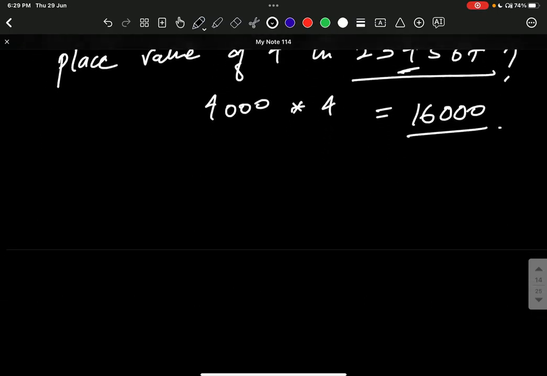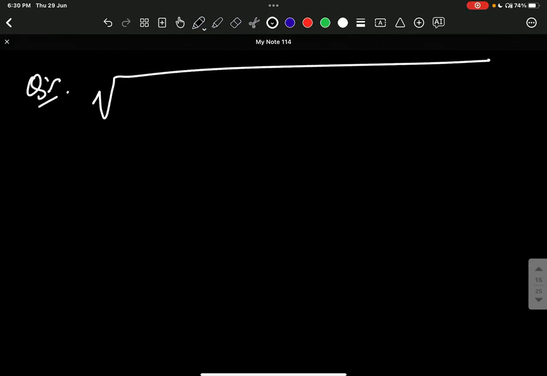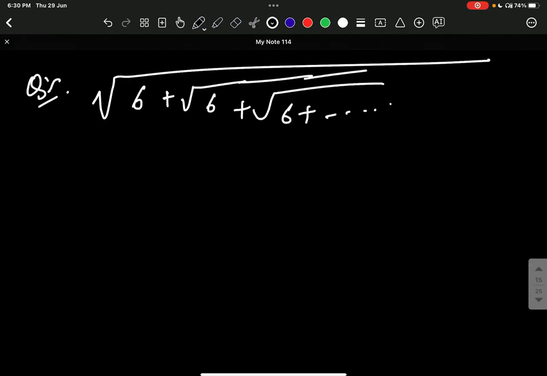नेक्स्ट कुछ क्वेश्चंस हैं जो कि रूट में पूछे जाते हैं, तो वो वाले क्वेश्चन कर लेते हैं। सपोजली आपसे वैल्यू पूछते हैं, फाइंड द वैल्यू ऑफ अंडर द रूट ऑफ 6 प्लस अंडर द रूट ऑफ 6 प्लस अंडर द रूट ऑफ 6 प्लस सो ऑन अप टिल n. तो हम क्या करेंगे? तो देखिए इस सिचुएशन में आप क्या करेंगे.